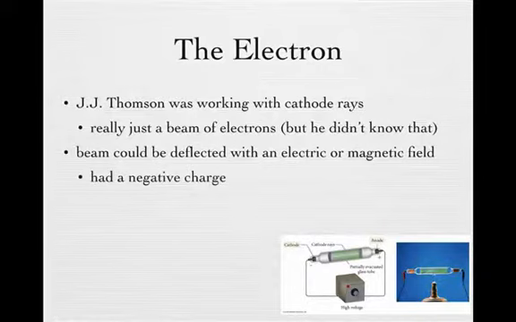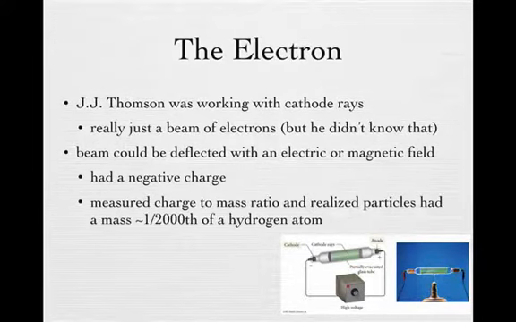And so one of the things that he noticed when he was deflecting this beam is that it was repelled by a negative charge and attracted to a positive charge. And so he could deflect it using an electric field, but he also noticed that he could deflect it with a magnetic field as well. He was able to measure the charge to mass ratio based on the deflections and realized that the particles had a very, very small mass. They were around about 1/2000th of a hydrogen atom, and that is just an estimation that he made.